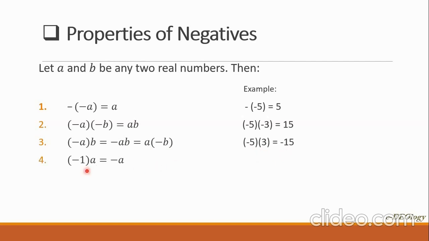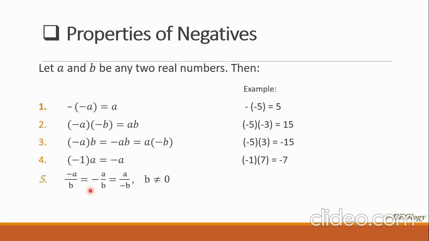The fourth one is negative 1 multiplied by a equals negative a. In this case, we can remove the number 1 here, and it is understood that the coefficient of a is 1 or negative 1. One example here, negative 1 multiplied by 7 equals negative 7.